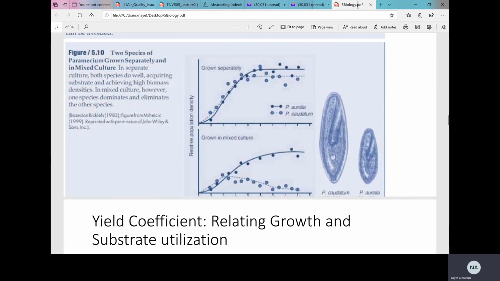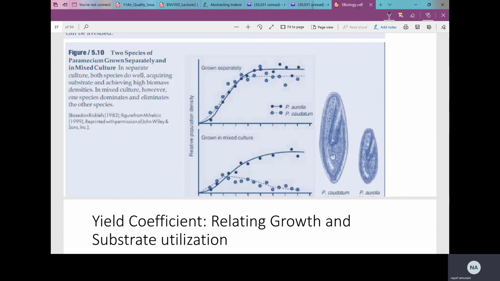Okay, you should look at this. We studied that. If we make these in two separate cultures, this by itself will grow fine, and this will grow fine. But the problem here is that the Ks of this one is lower than the Ks of this one. Let's say Ks1 and Ks2. So Ks2 is lower than Ks1.